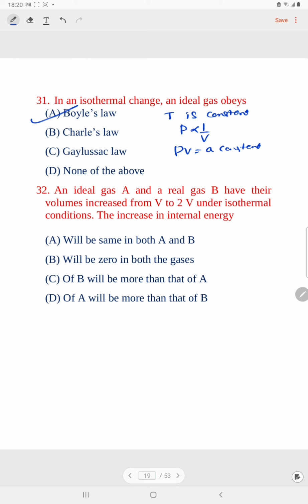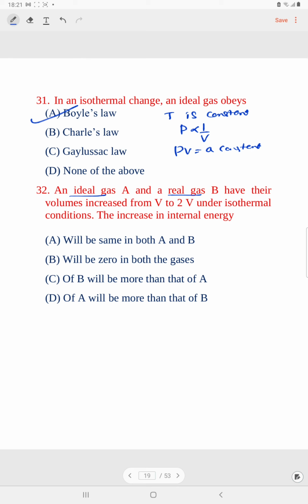32. An ideal gas A and a real gas B have their volumes increased from V to 2V under isothermal conditions. The increase in internal energy. Students, first you must know what is an ideal gas and what is a real gas. Ideal gas means a gas which obeys both Boyle's law and Charles' law at all temperatures and pressures. But a real gas will not obey Boyle's law and Charles' law at all temperatures. It will obey the gas laws at low pressure and high temperature.